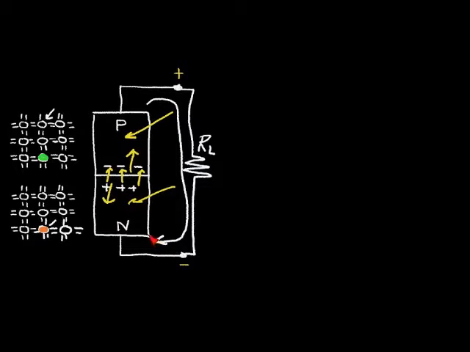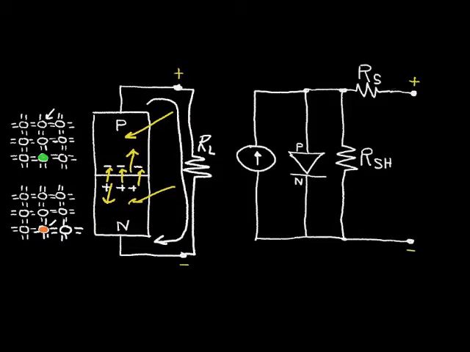So let's look at the equivalent circuit for the solar cell. I'm going to turn on some layers here. And this shows the equivalent circuit of the solar cell. This symbol here is the diode symbol. This is the P side of the diode, and this is the N side of the diode. So this part of the diode is this P region. This part of the diode is this N region.